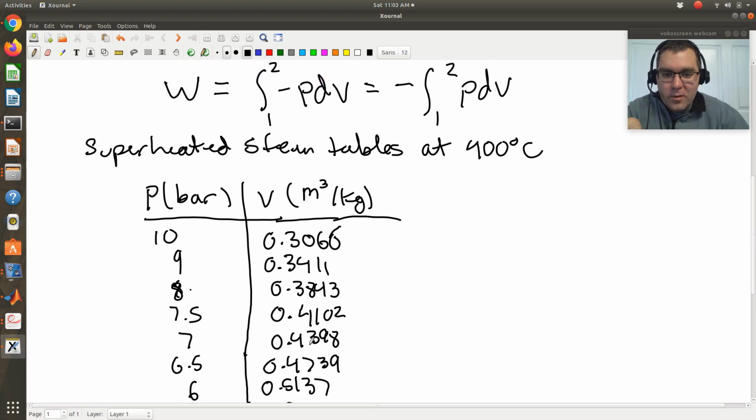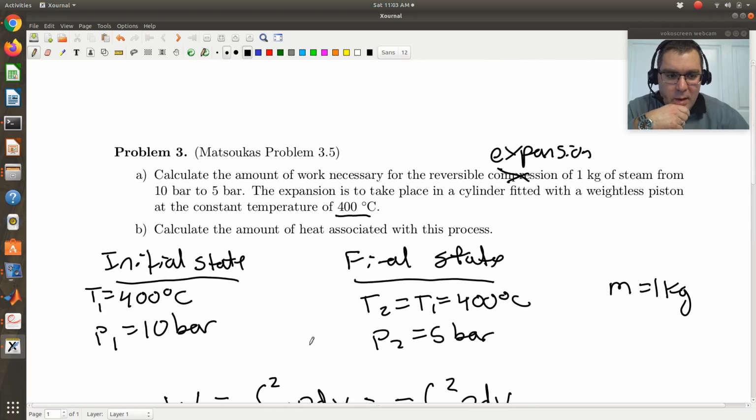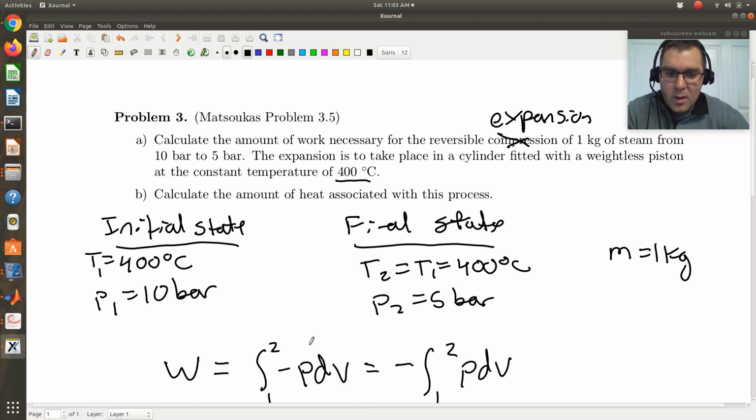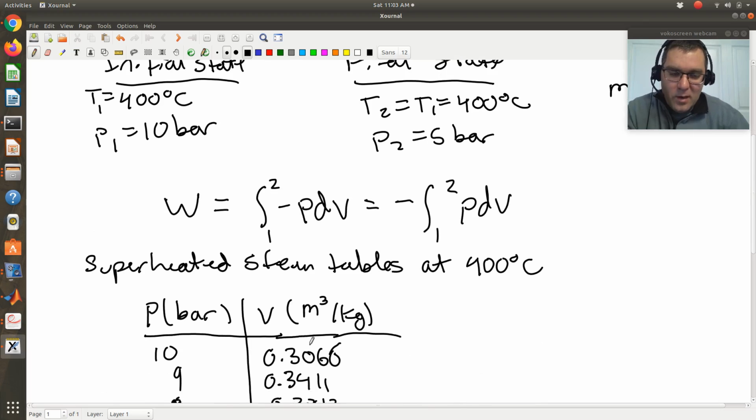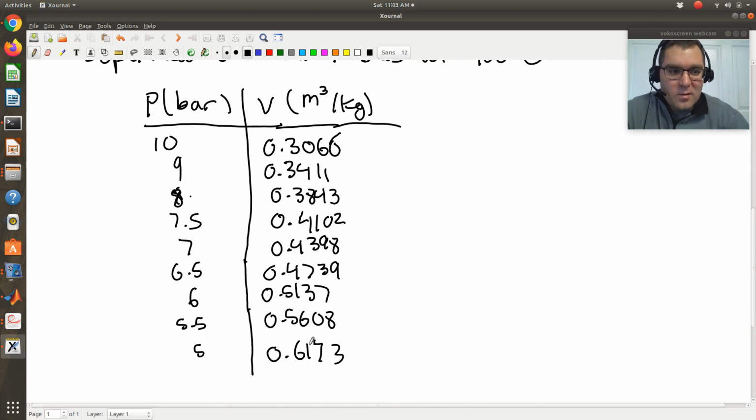Now, when we compute this integral, I keep saying I like to work in SI units, so I make sure that my units are consistent. V is in SI, so if I want P in SI, I would convert bars to Pascal, so I'd multiply by 1 times 10 to the 5. Integrate that, and I'll get work in joules per kilogram since I'm on a specific basis. Now, we have 1 kilogram, so we can easily convert to joules if we wanted to, just by multiplying by 1. So let's get it on a specific basis, and then we could always multiply by 1 to get it on an extensive basis.